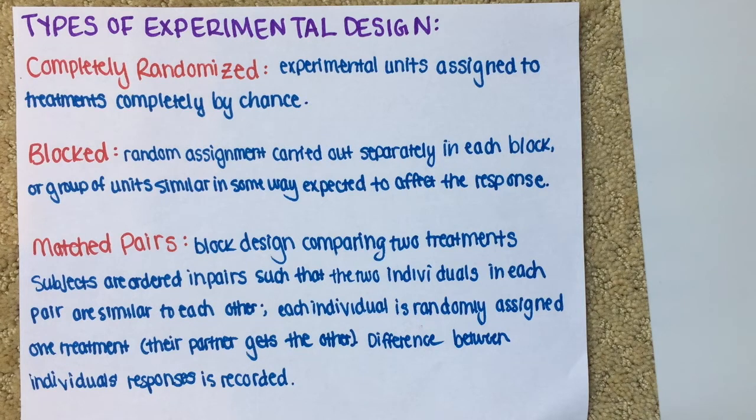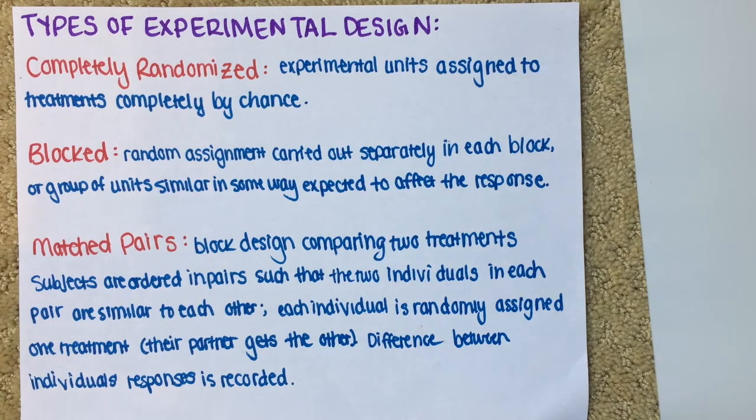The last kind of experimental design is a matched pairs design, and this is a block design comparing two treatments. Subjects are ordered in pairs such that the two individuals in each pair are similar to each other, and each individual is randomly assigned to one treatment, and the partner gets the other treatment, and then the difference between the individuals' responses is recorded.